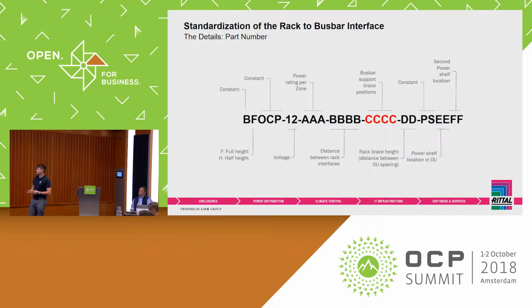Next, you have the DD, which is the rack brace height. So where the brace actually is, you would actually have a gap between the OUs, or else equipment wouldn't be able to slide in that position. After that, we have the constant PS for power shelf position, and then EE and FF for the positions of those power shelves. So in the OU positions, 09 would be position 9 of OU, and then FF would be 28, or whatever that would be.